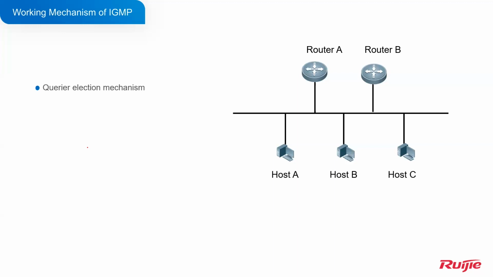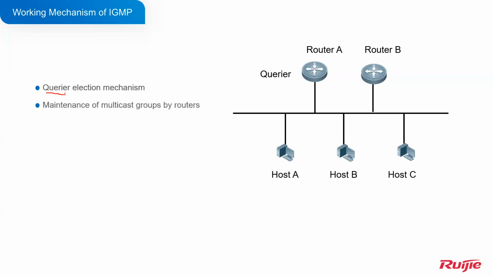Actually, when we use IGMP, the querier represents the routers, router A, router B, because these routers should send the query message to the hosts to ask which group you prefer. Right? So routers are the queriers. But if we have multiple routers connected to the same network segment, for example, here, router A and router B, we should do a querier election because only one querier is needed in one network segment.